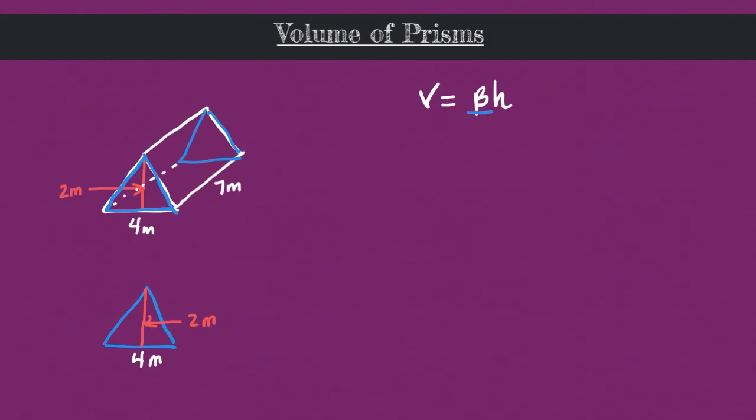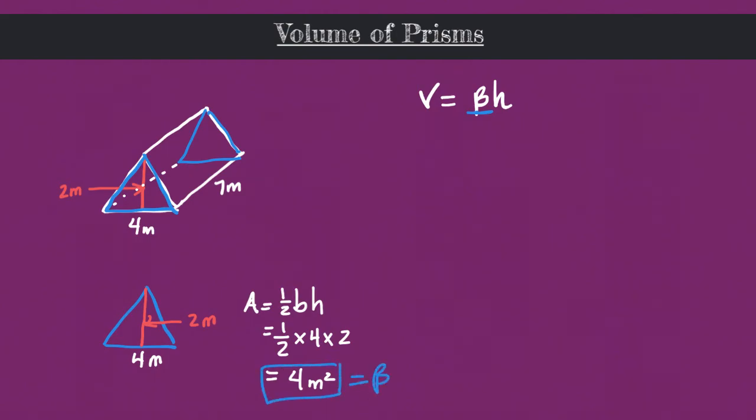Okay, now we know that the shape of our base is a triangle, so the formula for finding the area of a triangle is 1/2 the base of the triangle times the height. That's 1/2. The base of our triangle is 4, and the height of our triangle is 2 meters. When we do our calculations here, we'll find that the area is going to be 4 meters squared, or square meters. This 4 is our B in our formula. So let's go ahead and plug it in. V is equal to 4 meters squared times the height of our prism.